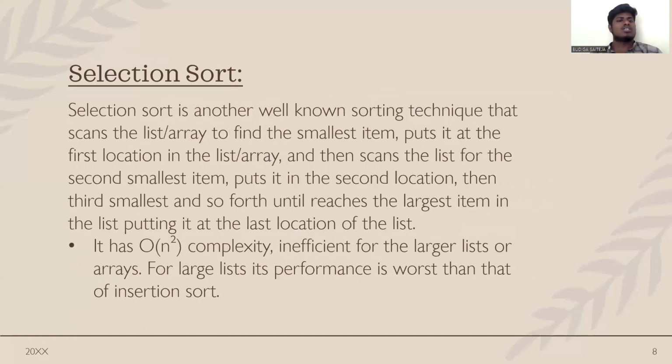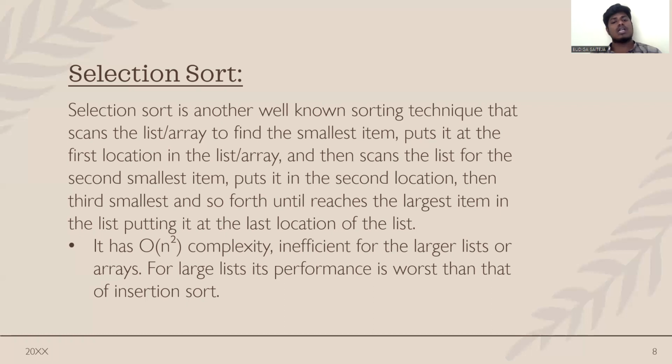Selection sort. Selection sort is another well-known sorting technique that scans the list or array to find the smallest item, puts it at the first location in the list or array, then scans the list for the second smallest item, puts it in the second location, then the third smallest, and so forth until it reaches the largest item, putting it at the last location in the list.